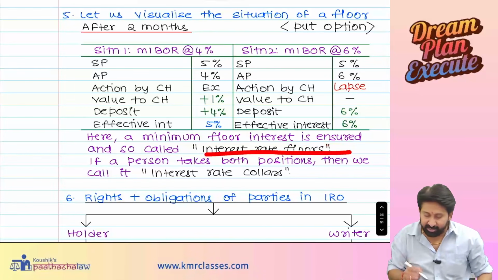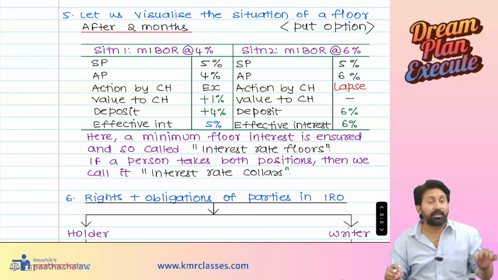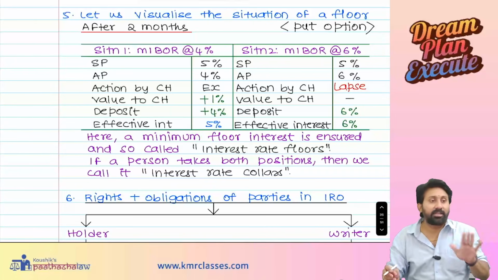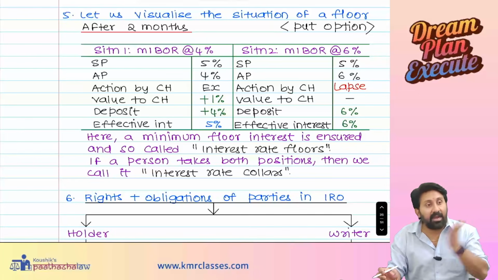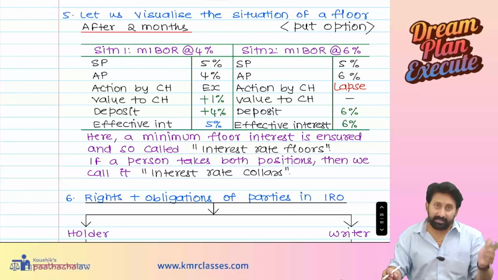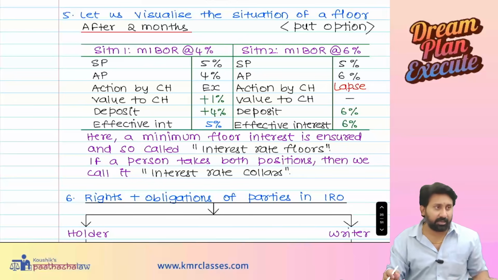So it is called interest rate floors. Sometimes people will take both borrowing and depositing. If both are there, they will go for both caps and floors, then we call it collars. Then we call it what? Collars. In a collar, you can have a different kind of situation.